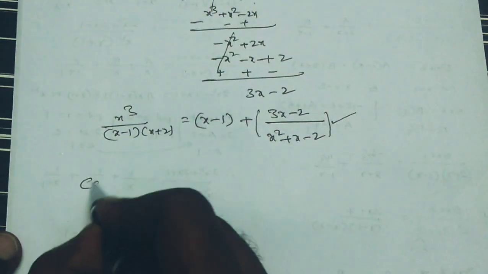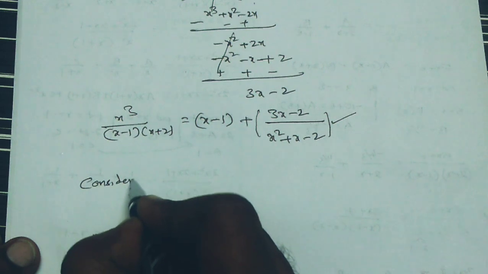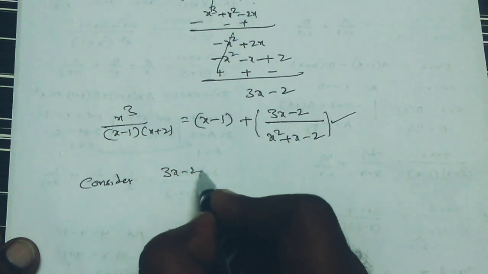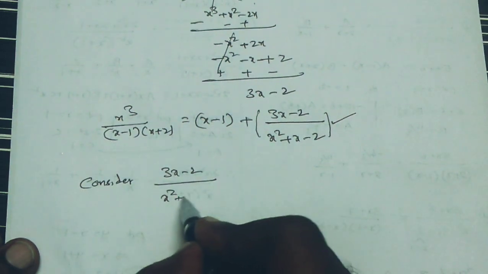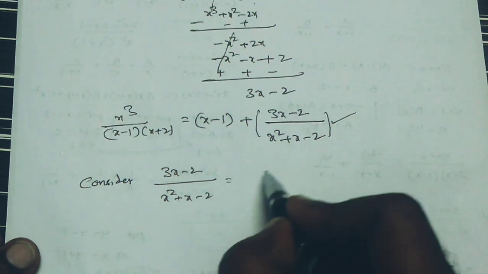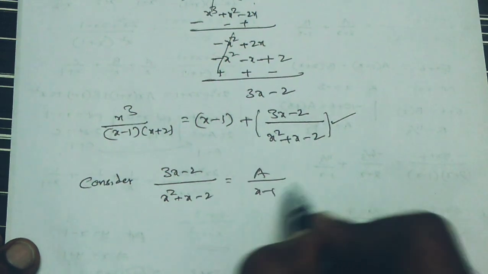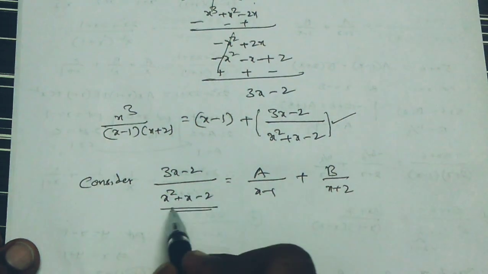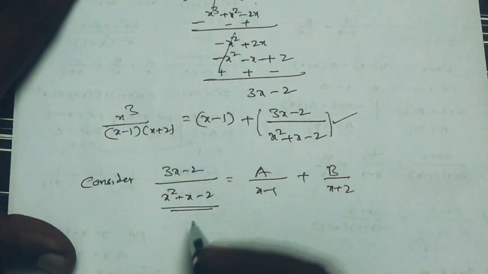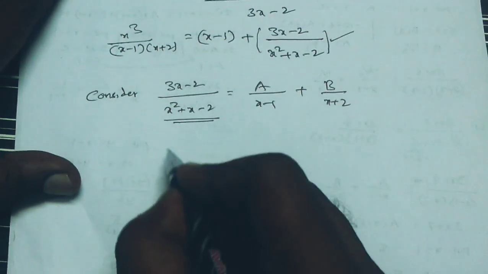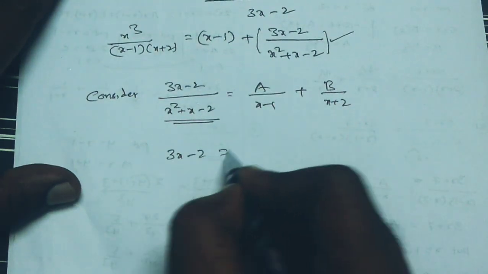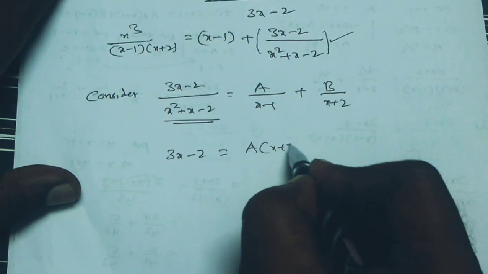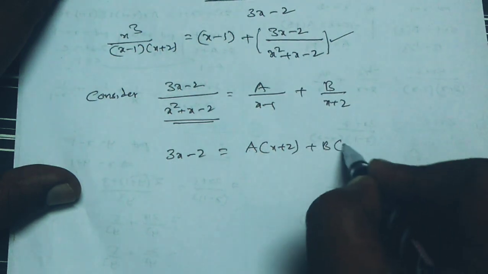So consider 3x minus 2 by x square plus x minus 2, that is a by x minus 1 plus b by x plus 2. This is nothing but x minus 1 into x plus 2. Take LCM, what will we get? 3x minus 2 is equal to a into x plus 2 plus b into x minus 1.